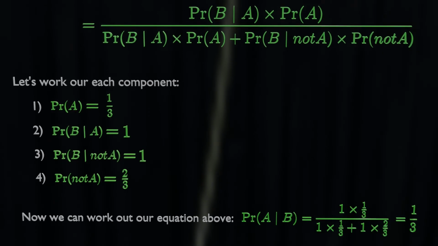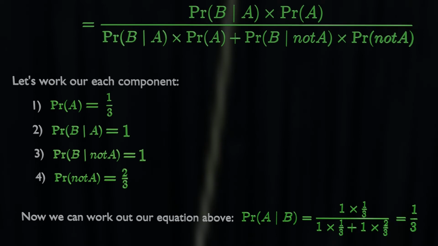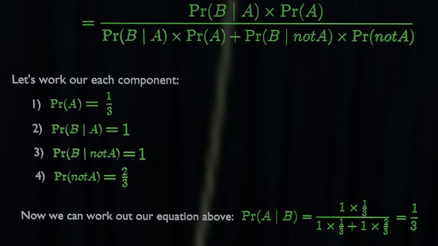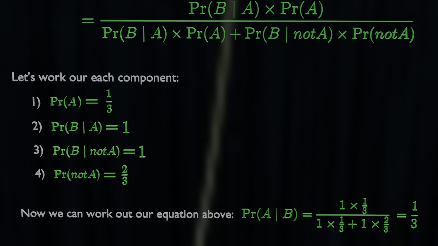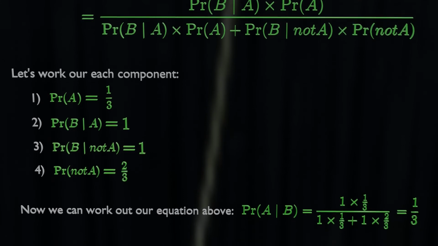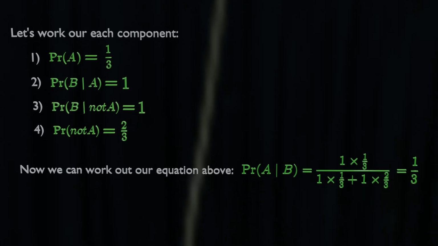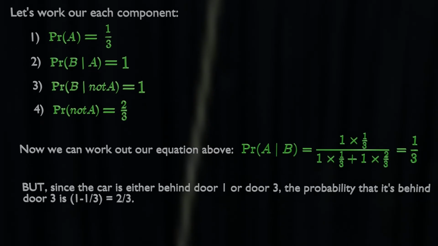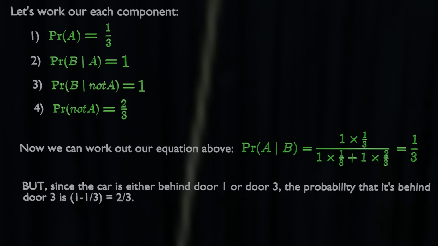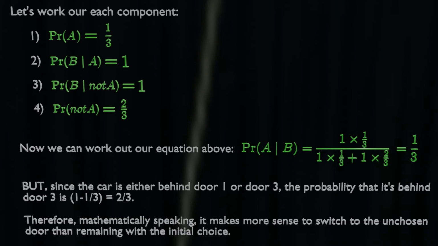Now that we worked everything out, we see that the probability of the car being behind door 1, given that Monty reveals a goat behind door 2, is just a third. So why should this matter? Well, we know that the car has to be behind either door 1 or the unchosen door, door 3, and since we calculate that the probability of it being behind door 1 is just a third, then it must be the case that the probability of it being behind door 3 is 1 minus 1/3, which is 2/3. Therefore, you're twice as likely to win the car if you switch to the third unchosen door.